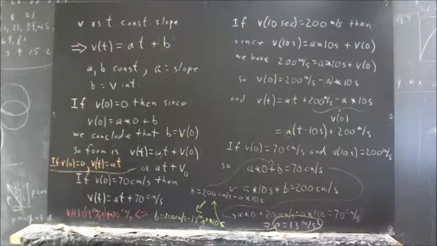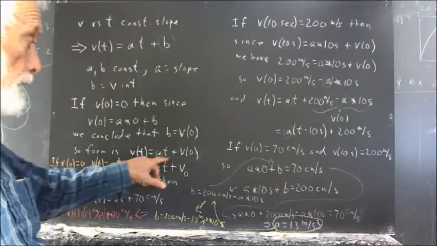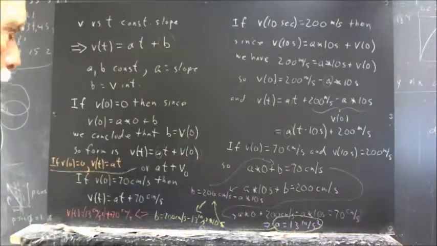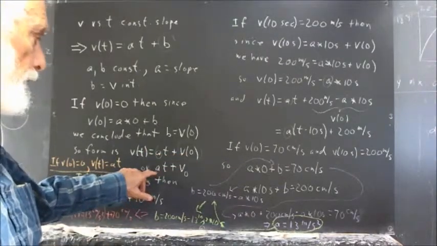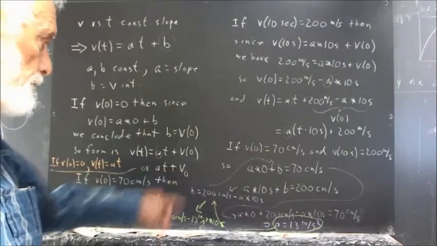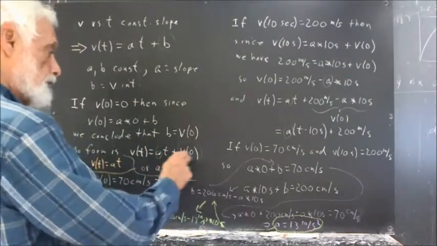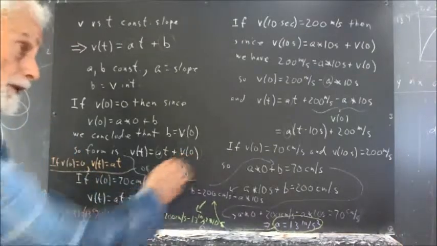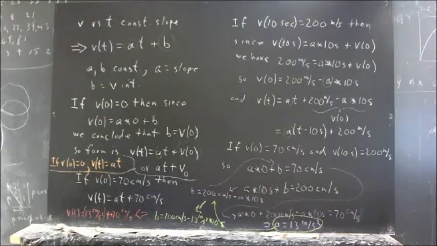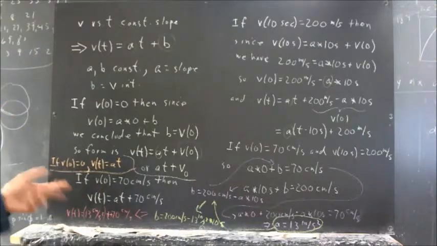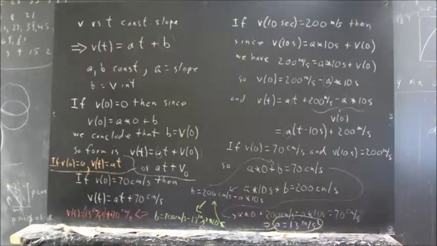Now, in general, whatever v of 0 is, our v of t function is at plus v of 0, and we will generally indicate that by at plus v sub 0, v sub 0 being v of 0, unless we define it otherwise. Well, now, another question. If v of 0 is 70 centimeters per second, then what's the most general form?